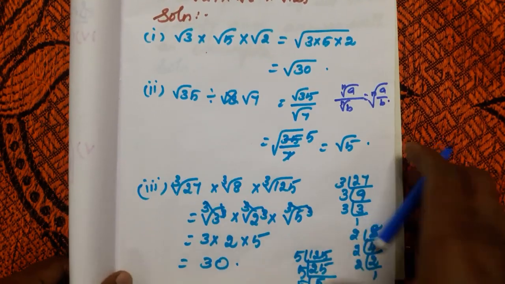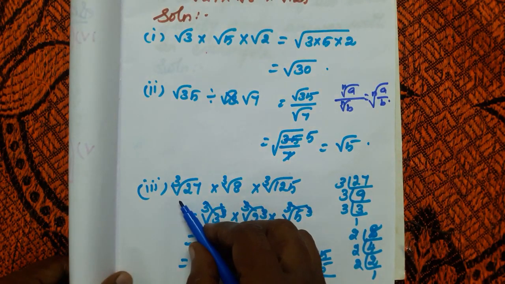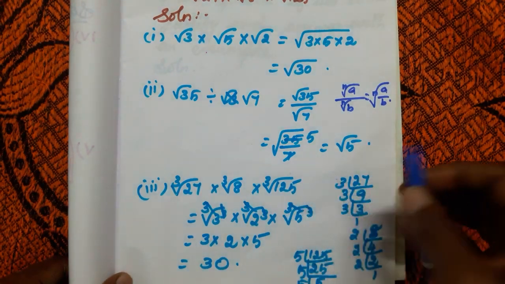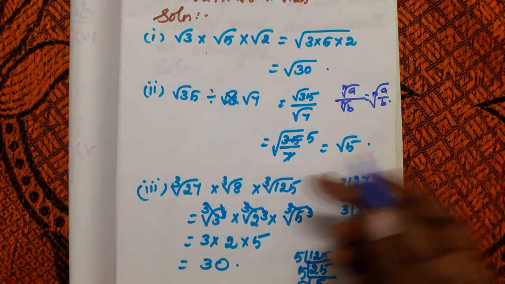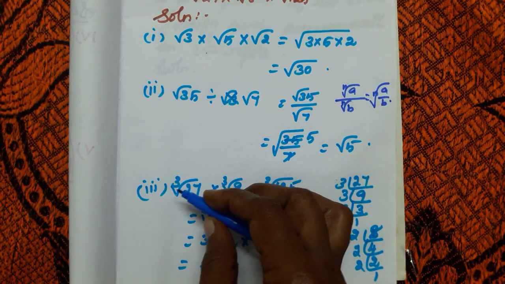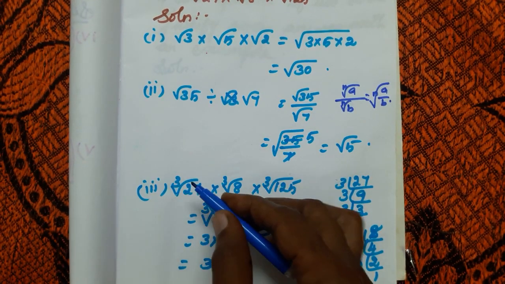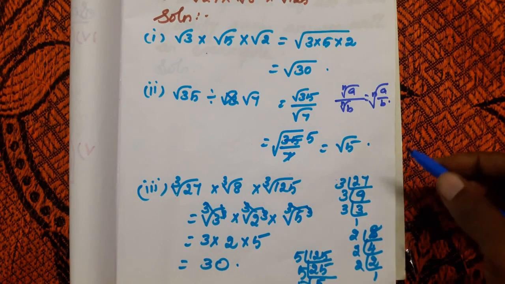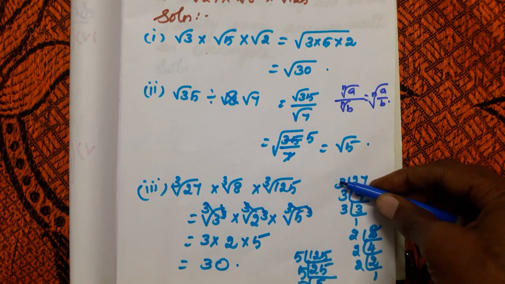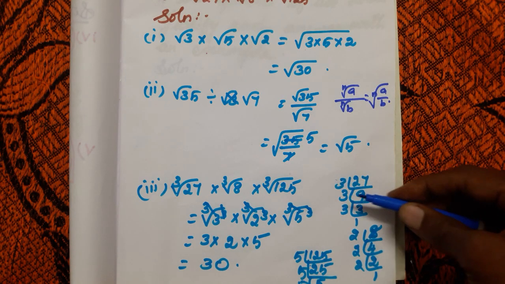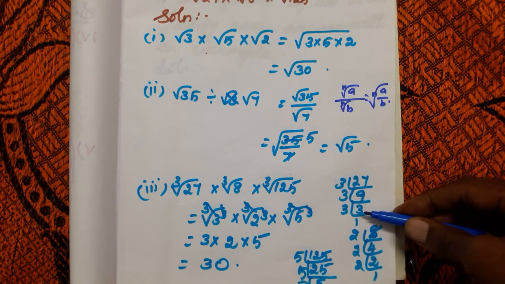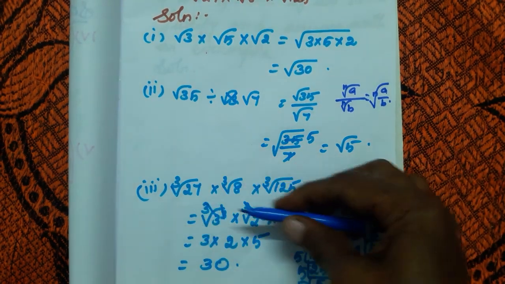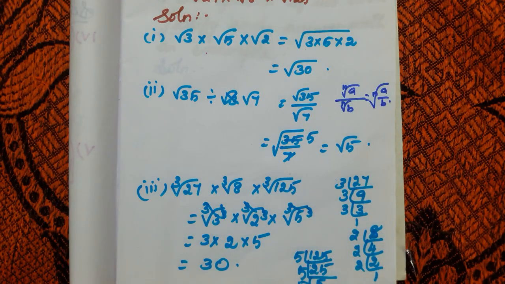Next here, cube root of 27 into cube root of 8 into cube root of 125. Can we write this in the simplest form? Yes, we can write it. Cube root of 27, when we are factorizing, 3 table we can factorize. 9 3s are 27. Again 3 table, 3 3s are 9. Again 3 table, 1 3 is 3. So cube root of 27 we can write cube root of 3 cube.